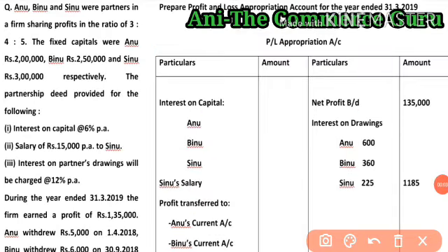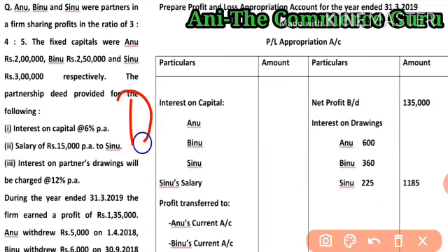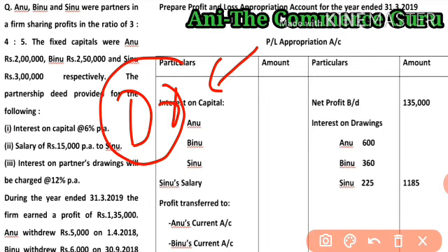Now, dear students, the credit side items are already over: net profit brought down and interest on drawings. Interest on drawings, here it is: Anu 600, Binu 360, Sinu 225. Altogether it will be 1185. So that's already discussed. Now we are moving on to the debit side of profit and loss appropriation account.